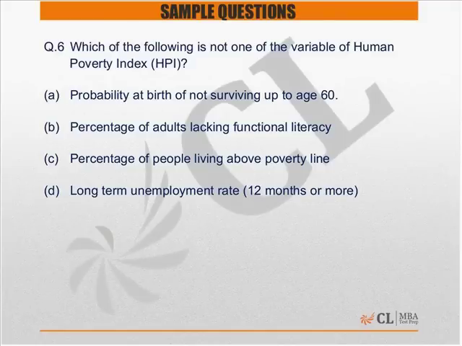Which of the following is not one of the variables of the Human Poverty Index, or HPI? Options are: A, probability at birth of not surviving up to the age 60. B, percentage of adults lacking functional literacy. C, percentage of people living above the poverty line. D, long-term unemployment rate, meaning 12 months or more.